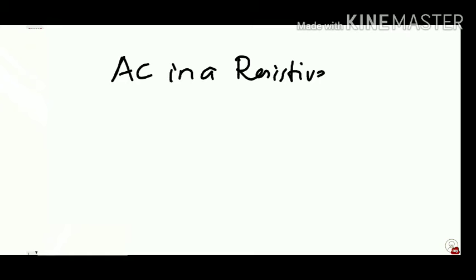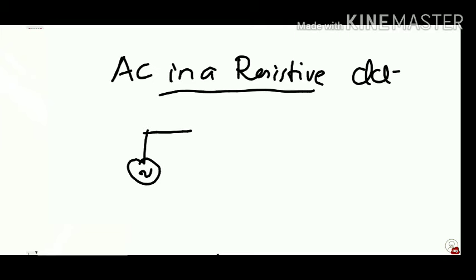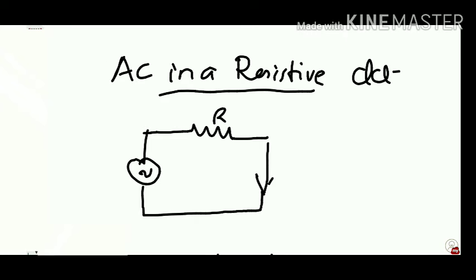So let's move on with the chapter, that is AC, and the topic which we are going to deal with today is AC in a resistive circuit. That is a circuit which has only resistance. So the circuit will look like this, a simple circuit. You have an AC supply, then you have a resistance R, straight away connected. And let's say you have a key also. Let's say this is your key. So you have a circuit like this.